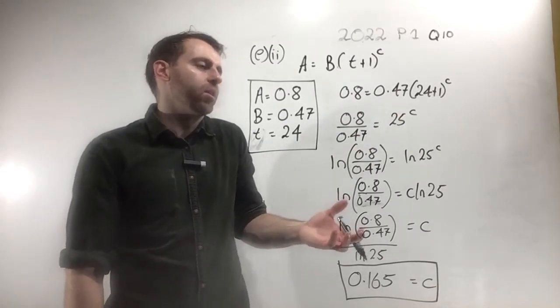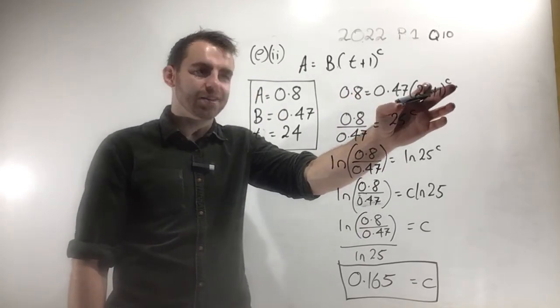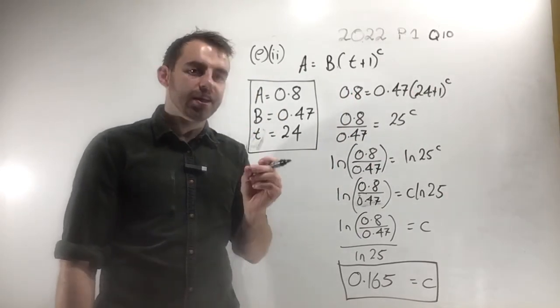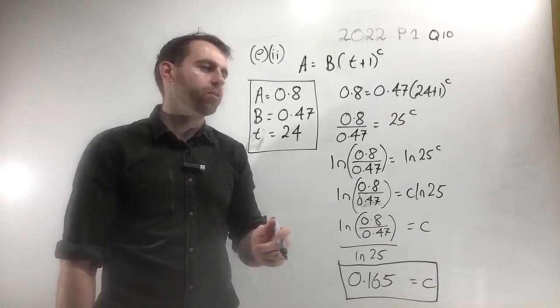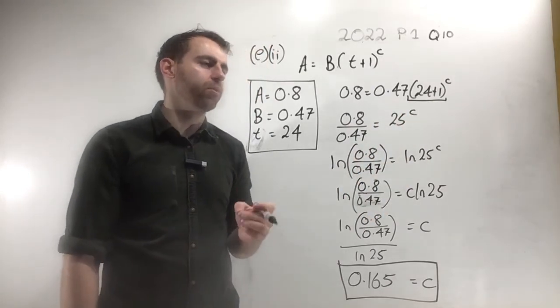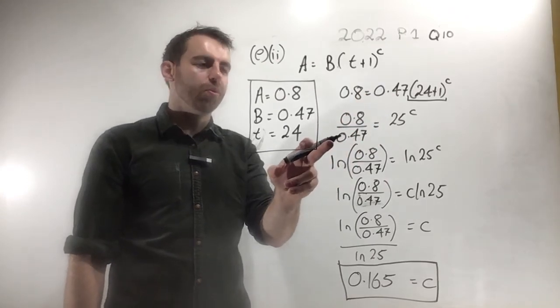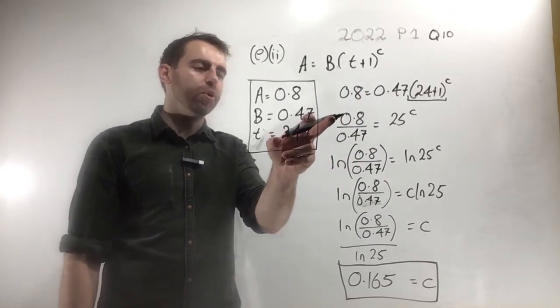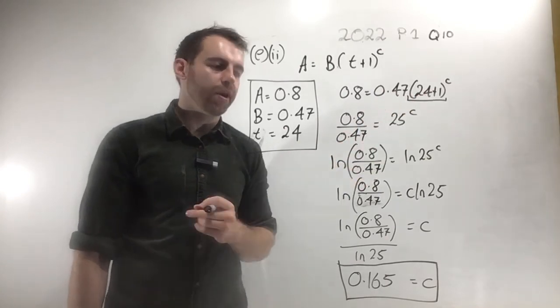So the way that I decided to do this was, it's very similar to what we did in part 1. We're trying to get C on its own. C is in the power, so the unknown is in the power, which means it's a logs question. So the first thing we have to do is isolate the bracket, the 24 plus 1 to the power of C. So step 1, I divided both sides by 0.47. The left becomes 0.8 over 0.47, and then 24 plus 1, I get 25 to the power of C.